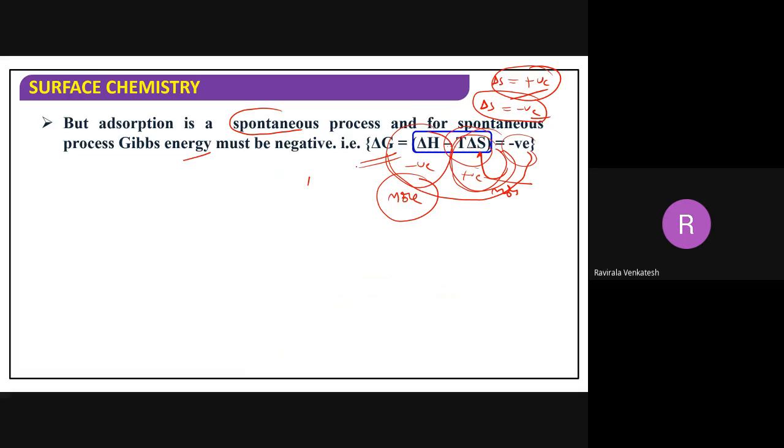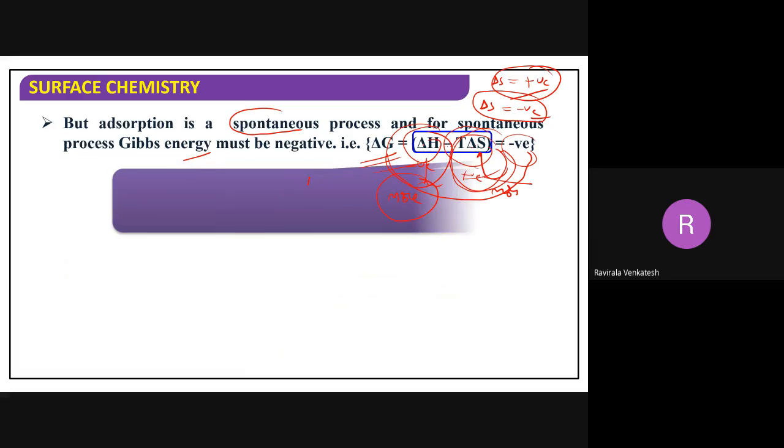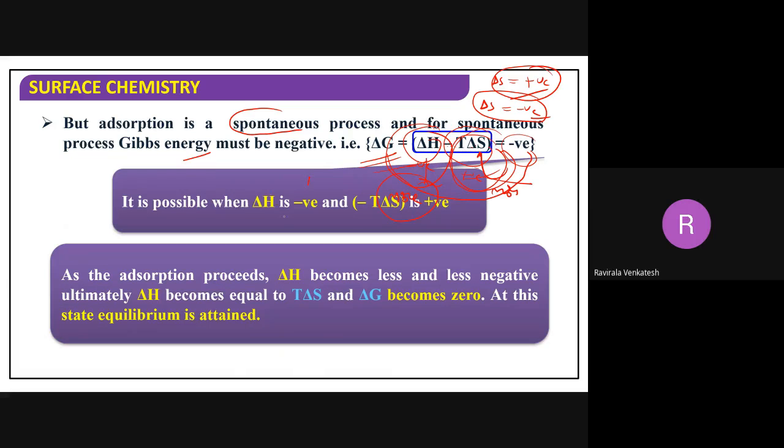So why is Gibbs energy negative? Because delta H is more negative, even though negative into negative gives positive, delta G is getting negative. That is possible when delta H is more negative. Definitely delta G will be negative.